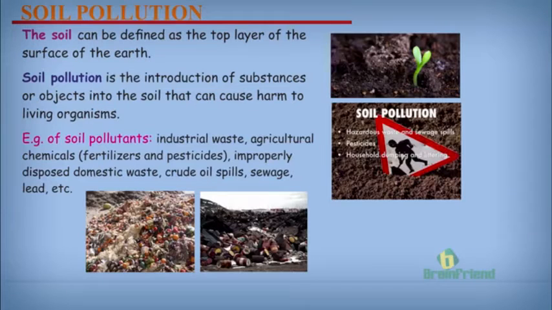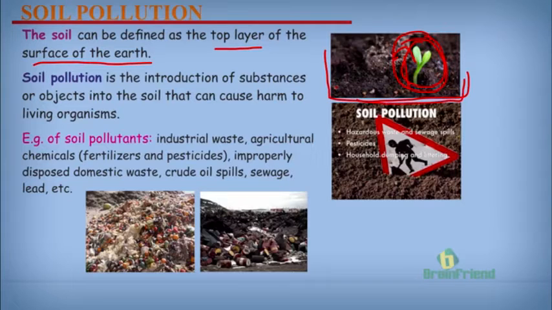Now let's look at soil pollution. What is soil? The soil can be defined as the top layer of the surface of the earth. I'm sure we know this. And soil is very important to living things because, first and foremost, our plants grow on top of the soil. Human beings, we need these plants. Animals need plants. We all need plants to survive. Therefore, we should ensure that our soil is protected.